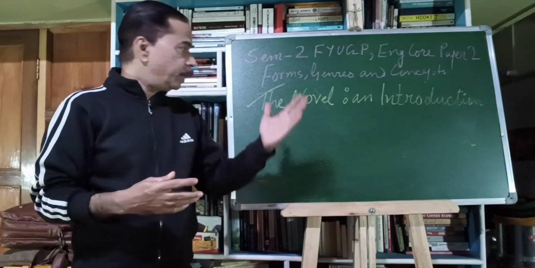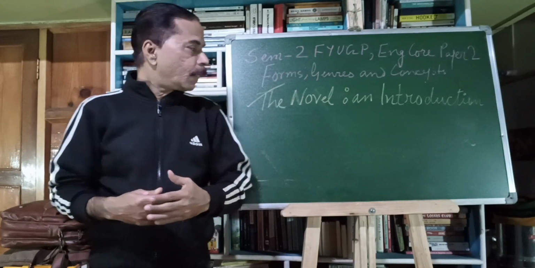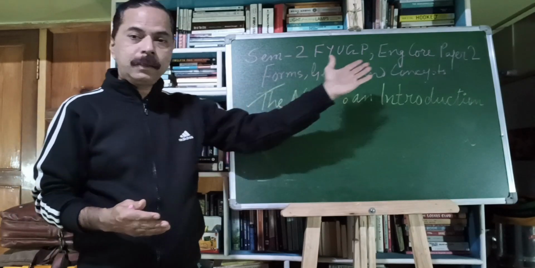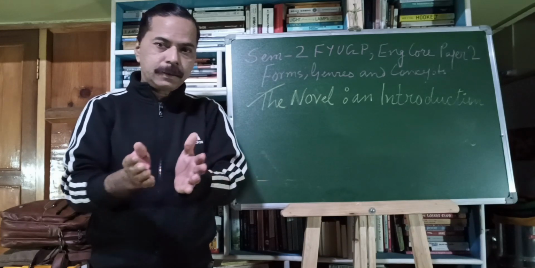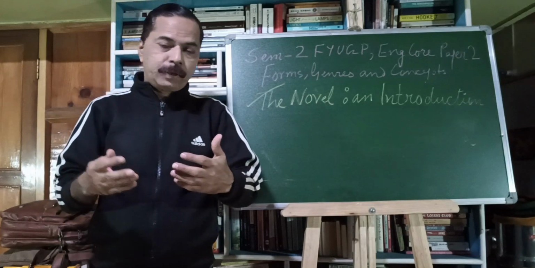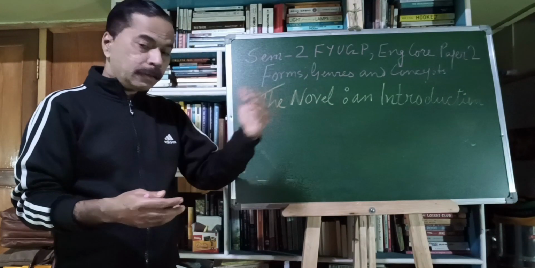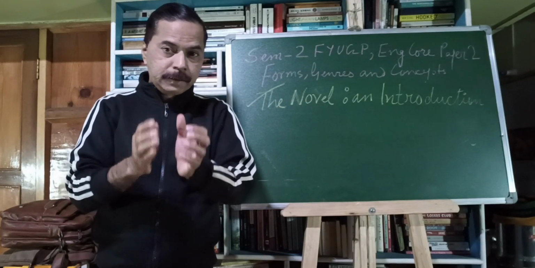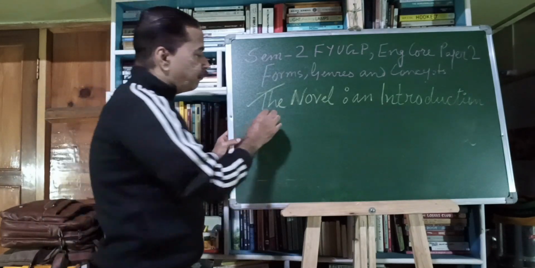The English core paper 2, that is what will be dealt with in this class. The title of the paper, of course, we know is Forms, Genres and Concepts of English Literature. We already have had 2 classes in the online mode. In one of the classes I tried to discuss what the paper is about. In the second class, we discussed one of the genres, the dramatic monologue. Now, today's class is about a different genre, that is the novel.